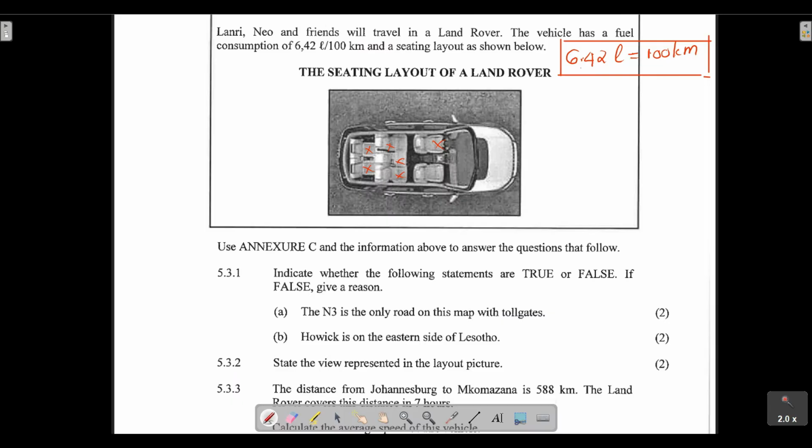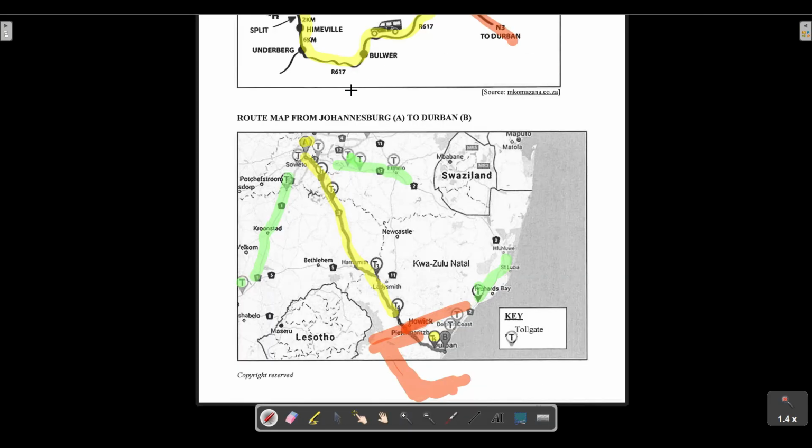Let's have a look at B. Okay, is it true or false? Howick is on the eastern side of Lesotho. Okay, so someone might be like, but ma'am, we are not given a compass, right? Someone might be like, but how are we supposed to know? Because we're not given a compass.